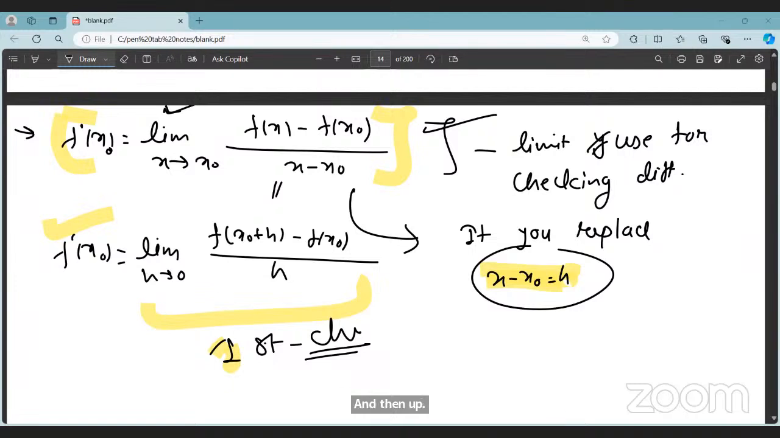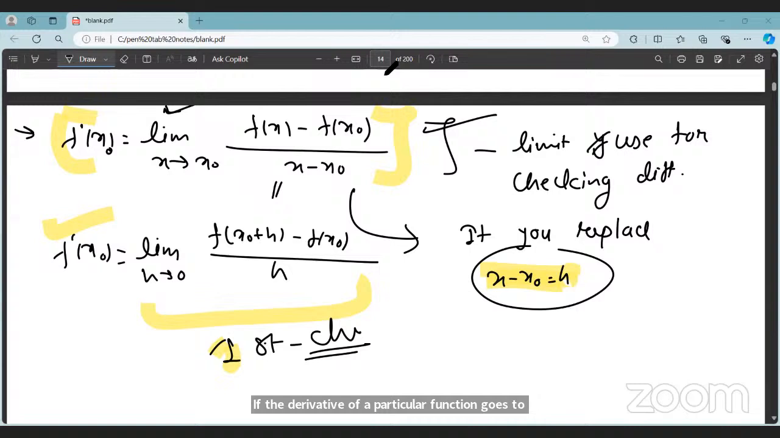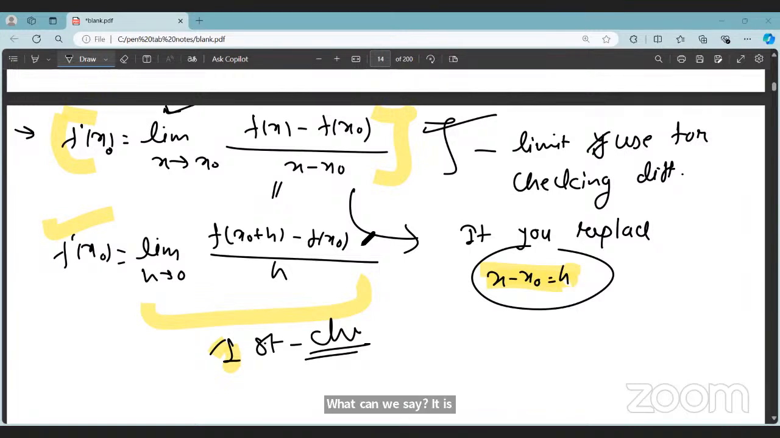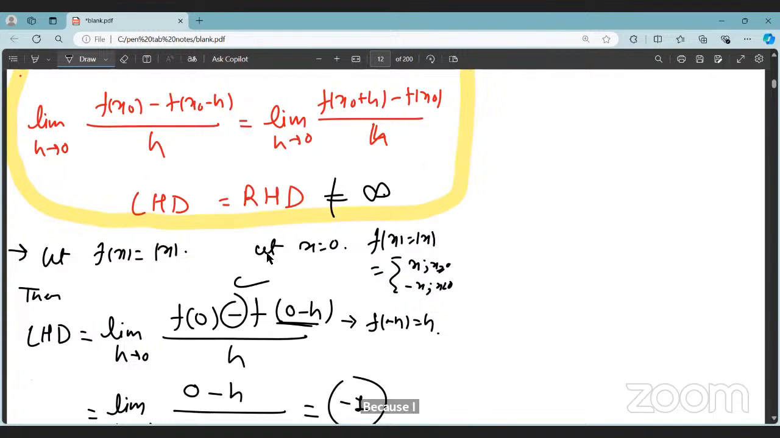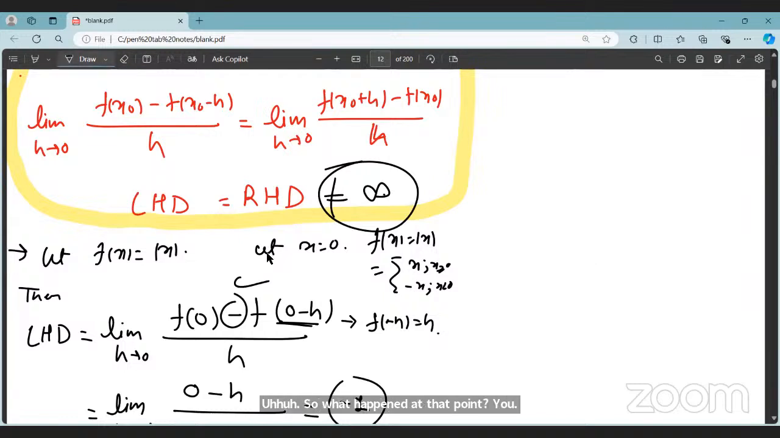one more thing. Someone in the chat box asked one question: if the derivative of a particular function goes to infinity, then what can we say? Like, is it differentiable or not differentiable? I was confused. No, it's not differentiable. Not differentiable actually. Because, okay, like the tangent function. So what happened at that point? Okay, we haven't talked about tangent yet. That's why I'm saying something.